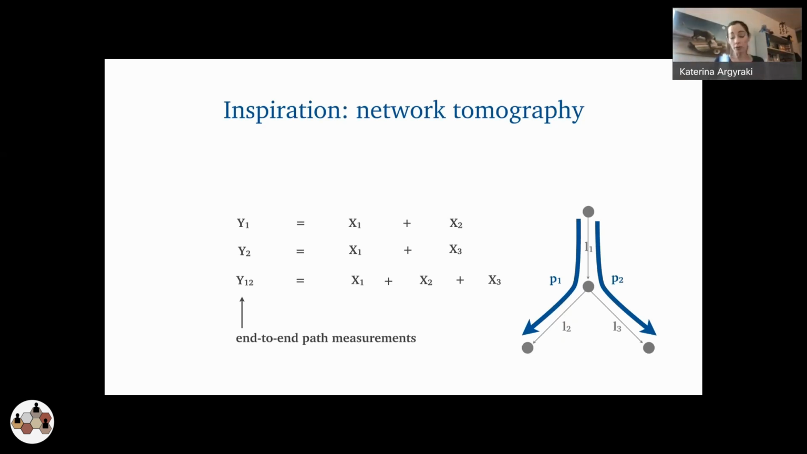And on the right, we have our unknowns. These are the things that we are trying to estimate, and these are the properties of the links inside the network that we don't have access to, right? So we're trying to guess them based on the end-to-end measurements. Now, this system of equations may have one solution or may have multiple solutions depending on the particular scenario.